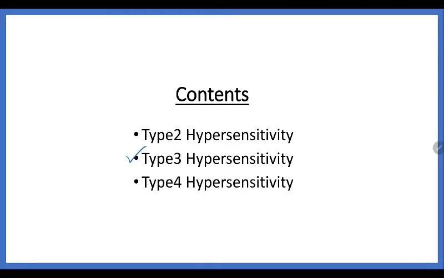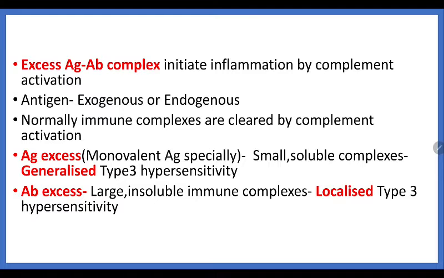Today we'll be seeing about the type 3 and type 4 hypersensitivity reactions. First is type 3. One thing we must remember is it is because of excess antigen antibody complex. Normally this antigen antibody complex will be cleared by the complement, that is the complement will be attaching itself to the RBC, and the RBC will go to spleen, and there will be destruction and immune complex will be decreasing in the blood. But if at all there is excess antigen and antibody, that initiates type 3 hypersensitivity reaction.